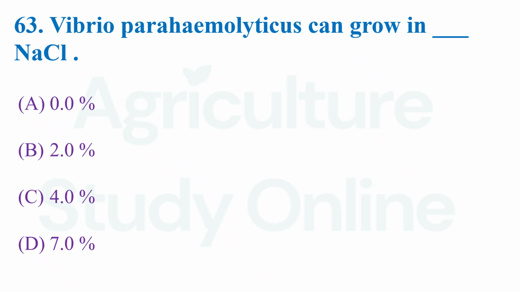Question 63. Vibrio parahaemolyticus can grow in dash NaCl. So it is 2%. It requires around 2 to 3% of NaCl for its optimum growth, and it is common in marine environments and seafood. Correct option will be option number B.